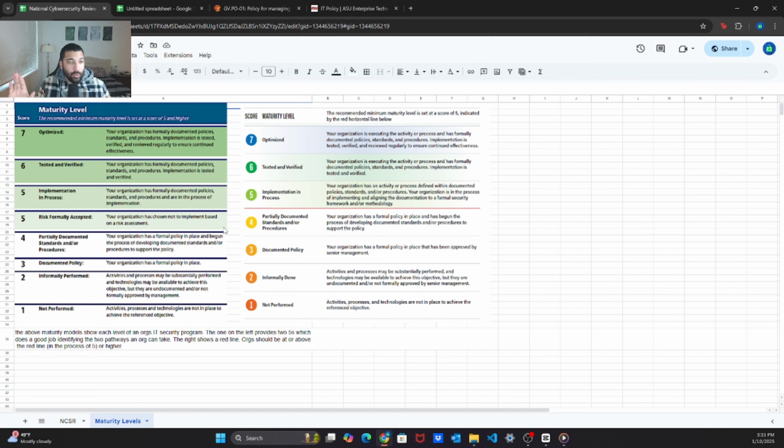Now, this is the important piece on the left here with the 2 5s. One says implementation in process, but the other down here says risk formally accepted. Now, what risk formally accepted means is your organization has chosen to implement, or chosen not to implement, based on a risk assessment. Okay, so in order to be at a 5, you must have completed a risk assessment, a formalized risk assessment.